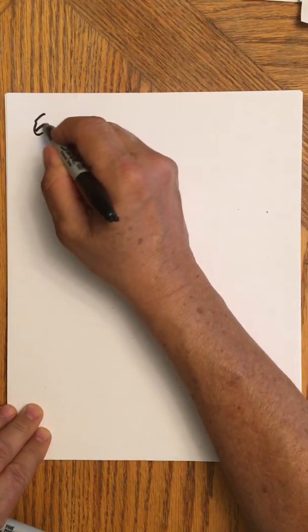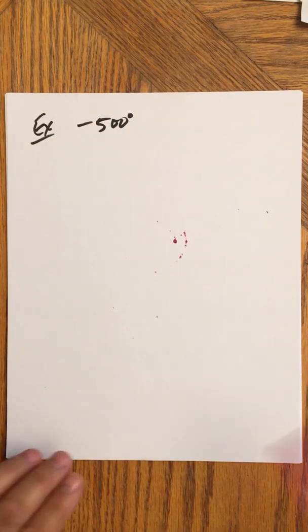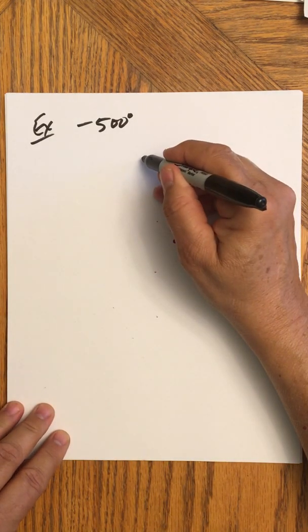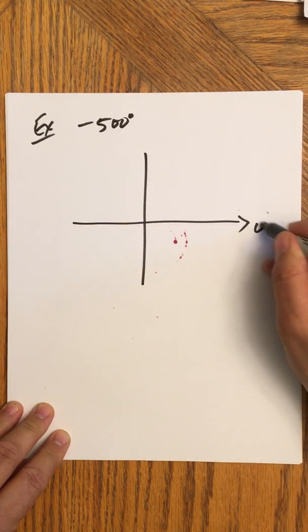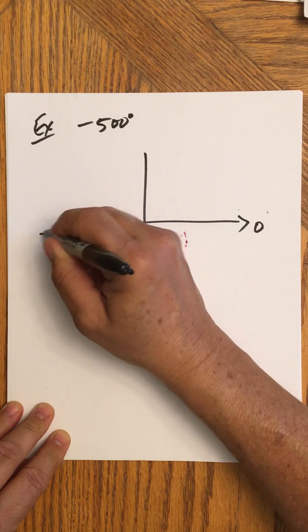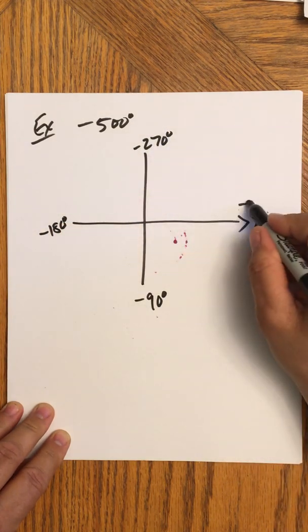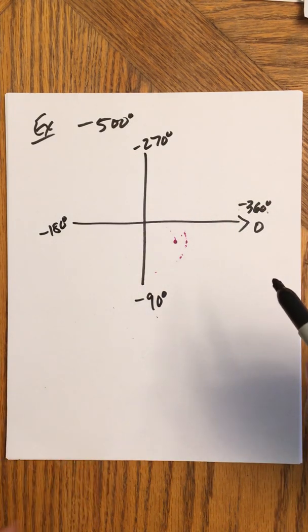And try one more. Try negative 500 degrees. Pause the video and see where you'll end up. It looks like, again, you're at 0, negative 90, negative 180, negative 270, right? Negative 360. But you go beyond that. So how much more is 500, right?